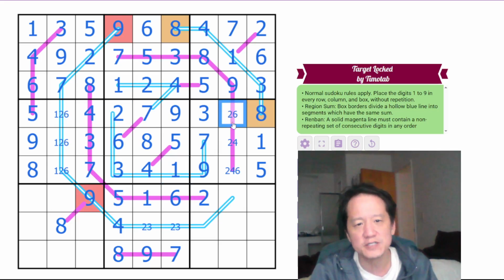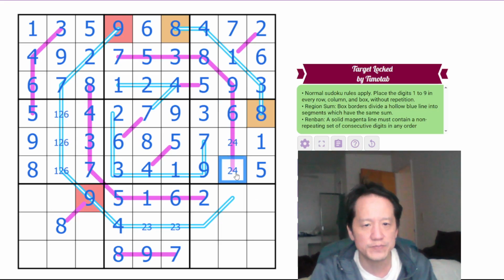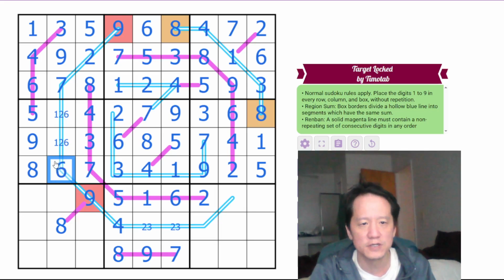This 2 means this can't be 2, so it must be 6. This can't be 4, so this is a 4, so this can't be 4, so that's a 2, which makes that a 4. This can't be 1 or 2, so this is 6. This can't be 2 or 6, so this is 1. This can't be 1 or 6, so this is 2. This can't be 2 because of that 2, so this is a 3, which makes that a 2.